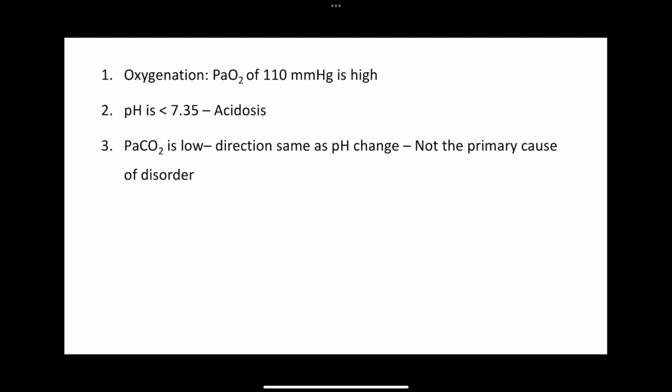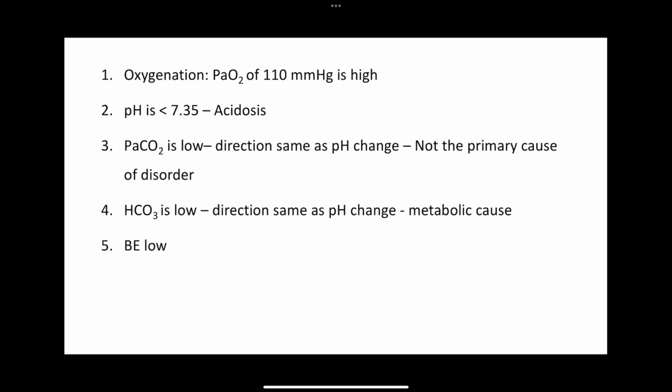So we need to consider if this is an attempt by the respiratory system to compensate for metabolic acidosis. The next step is to look at the HCO3. So HCO3 is low, in the same direction as the pH change, indicating a metabolic cause. The base excess is low, again in keeping with the metabolic acidosis.